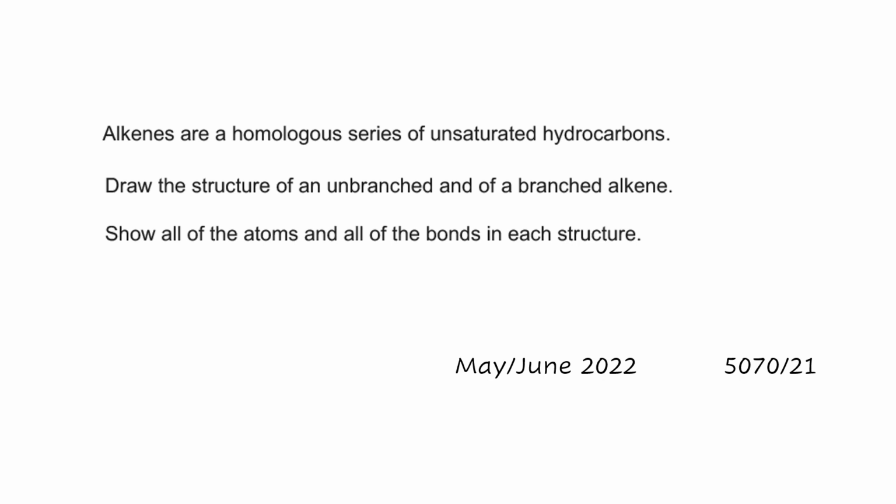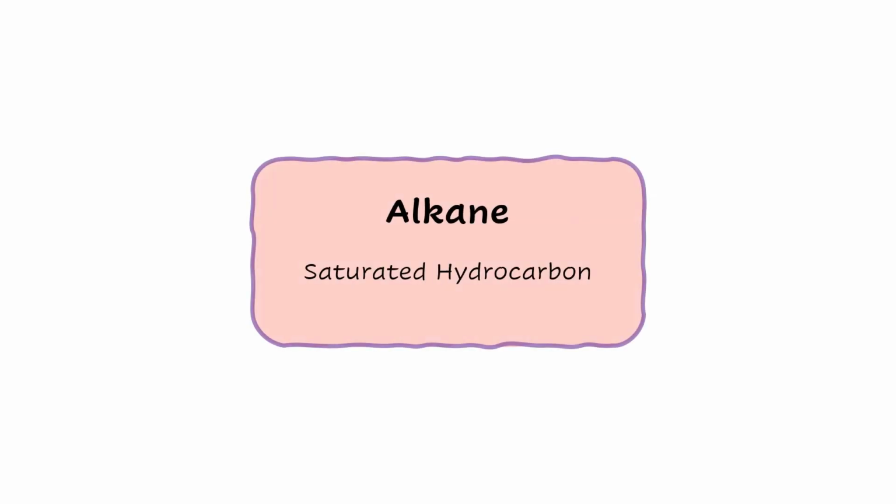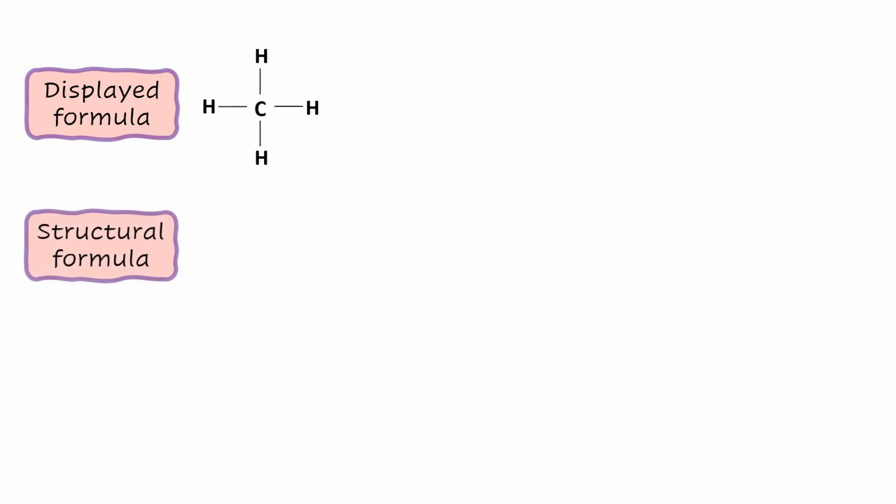Let's see how the formulae of organic compounds can be drawn using the name of homologous series and functional groups. Alkane has no functional group and is called saturated hydrocarbon, only carbon and hydrogen atoms with carbon-carbon single bonds. In alkanes, carbon forms a single bond only with other carbon atoms and hydrogen atoms. In the displayed formula, all the atoms and bonds are shown. In the structural formula, only the atoms attached are shown. No bonds are shown in the structural formula.